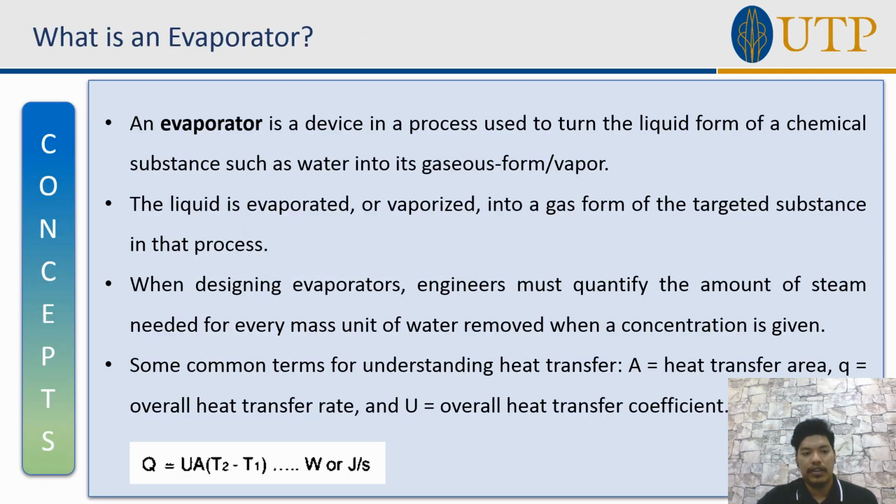So what is an evaporator? An evaporator is a device in a process that is used to turn the liquid form of a chemical substance such as water into its gaseous form or vapor. The liquid is evaporated or vaporized into gas form of the targeted substance in that process. When designing evaporators, engineers must quantify the amount of steam needed for every mass unit of water removed when a concentration is given. Some common terms for understanding the heat transfer are: A equals heat transfer area, Q equals overall heat transfer rate, and U is the overall heat transfer coefficient.